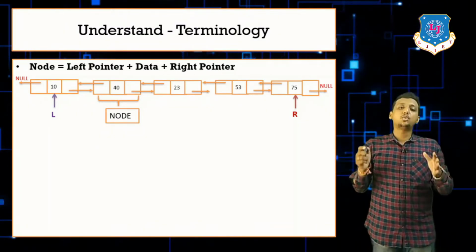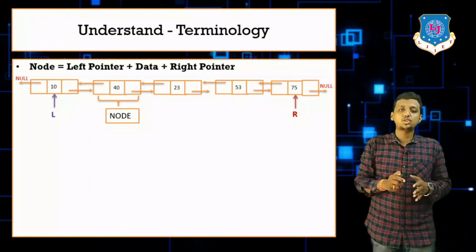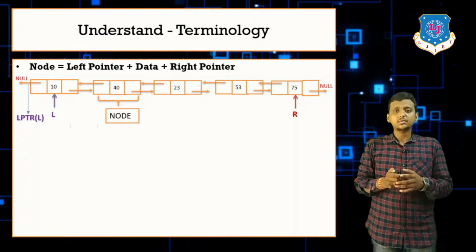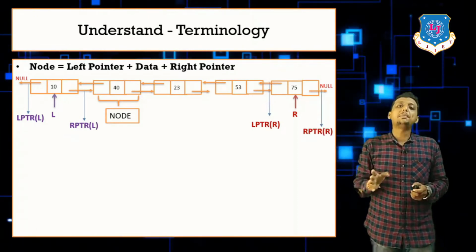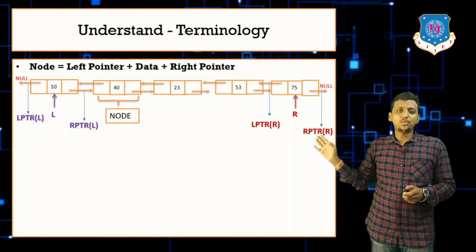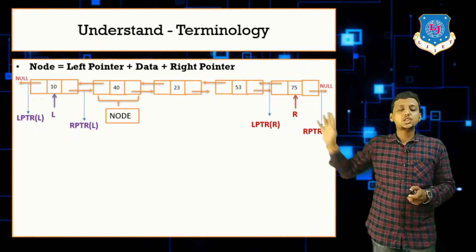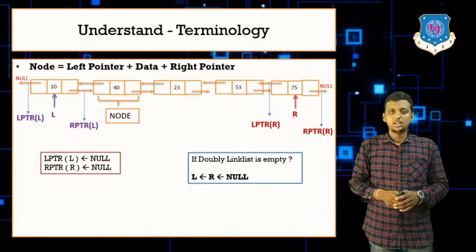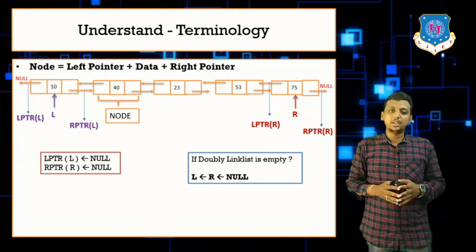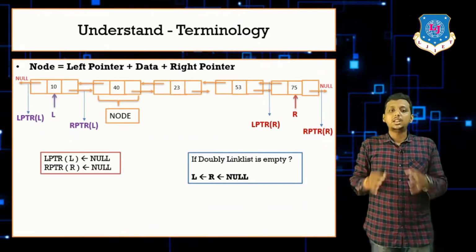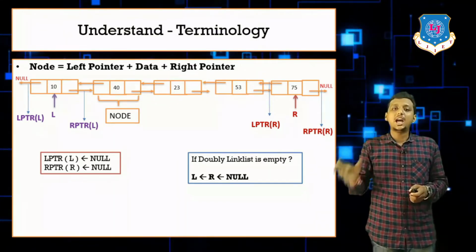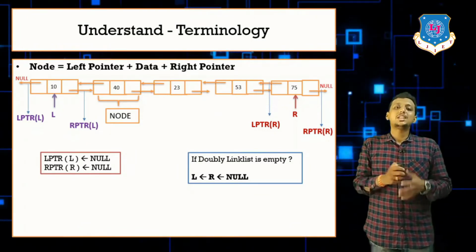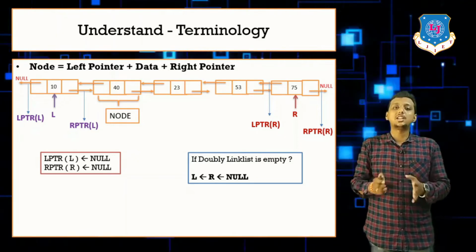Students, L and R are the pointers which point to the leftmost node and the rightmost node of the doubly linked list respectively. Next, the LPTR of L, that means the left pointer of L, is pointing to null and the right pointer of R is pointing to null. What happens when the doubly linked list is empty? When the doubly linked list is empty, both L and R are pointing to null. Fine. So let's move towards the algorithm of doubly linked list deletion.